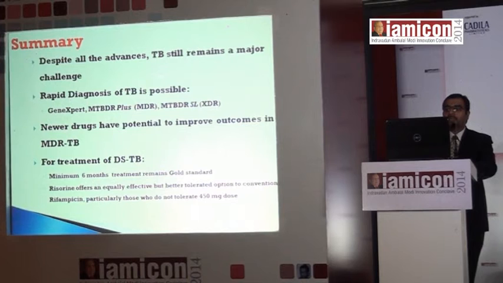So in summary, we still do not have any main method which is affordable at the peripheral level. But the best rapid diagnostic method till now is GeneXpert or the MTD method. The new drugs which are introduced can probably decrease the duration of MDR treatment to 6 months. The proposed theory that 4-month treatment can be effective is wrong. A minimum 6-month treatment is still the gold standard.